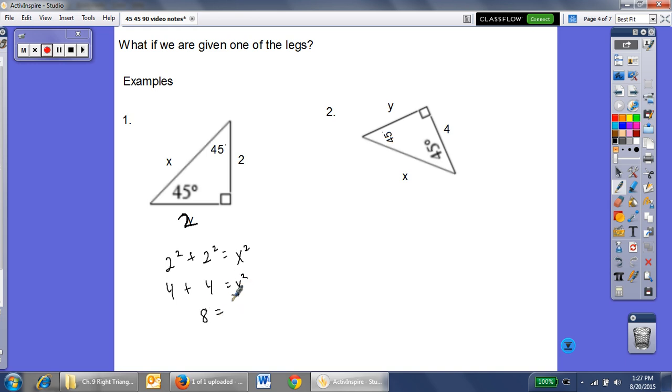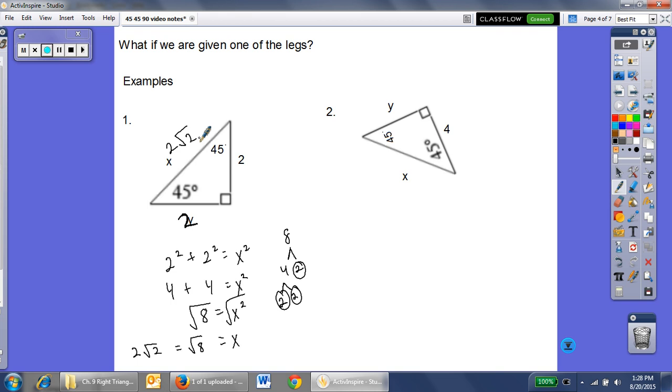Simplifying, we get 4 plus 4 is 8 equals x squared. We'll square root both sides, so we get x equals the square root of 8. And when we break down 8, 8 is 4 times 2, and then that's 2 times 2. So this ends up simplifying to 2 square root 2. So let me fill that in as our hypotenuse.